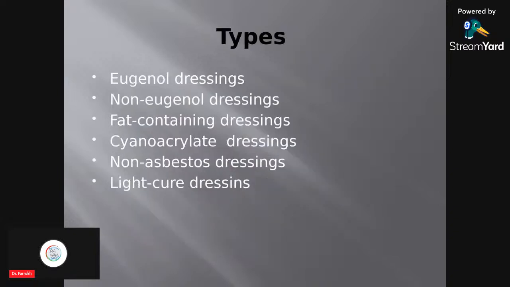What are the types of periodontal dressing? There are the following types, which include eugenol dressings, non-eugenol dressings, fat-containing dressings, cyanoacrylate dressings, non-asbestos dressings, and light cure dressings.